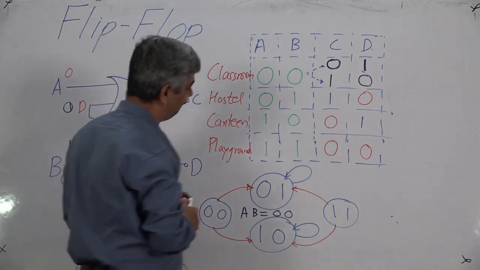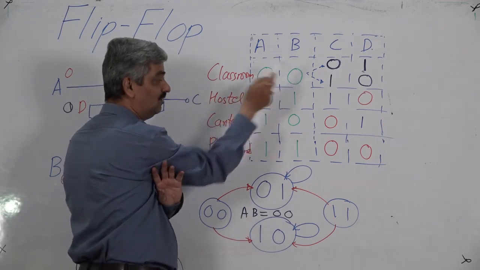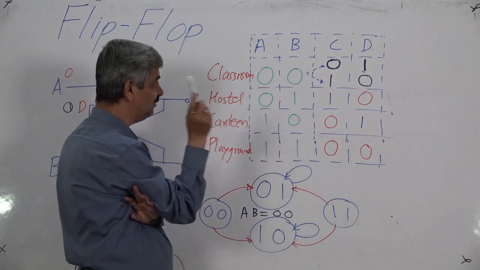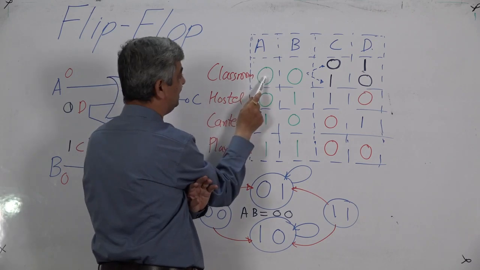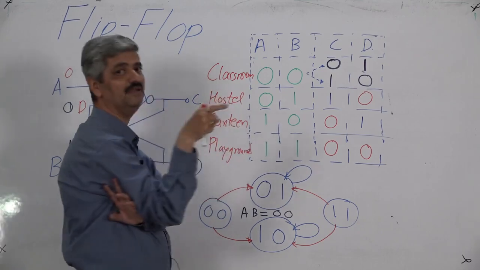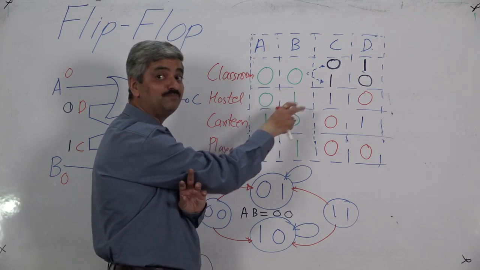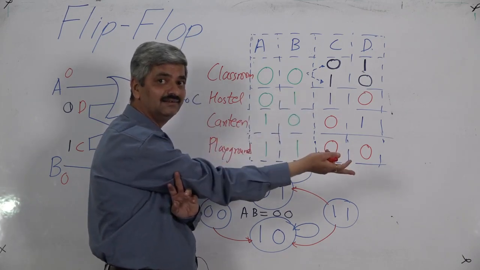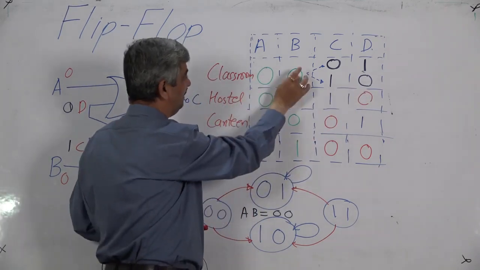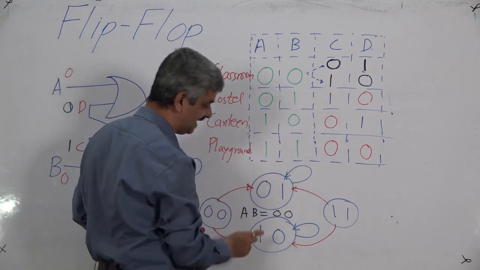So if your current input state is 0, 0, the question is what will be the current output state? If your current input state is 0, 0, you come from hostel to classroom, what was the previous input state? 0, 1. That time what was the previous output state? 1, 0. So prior to AB equal to 0, 0, A and B were 0, 1. When A and B were 0, 1, C and D were 1, 0.